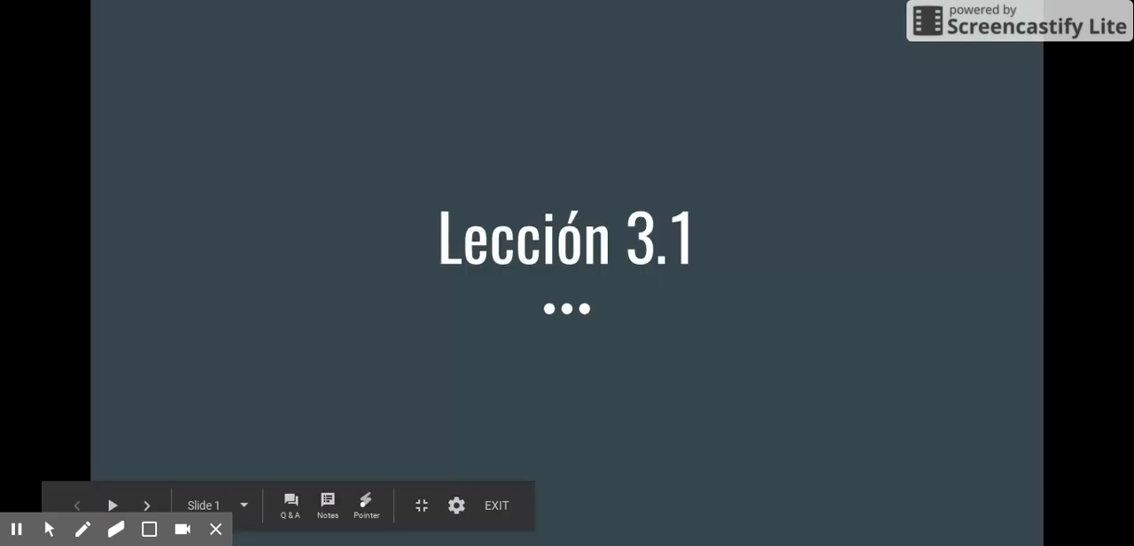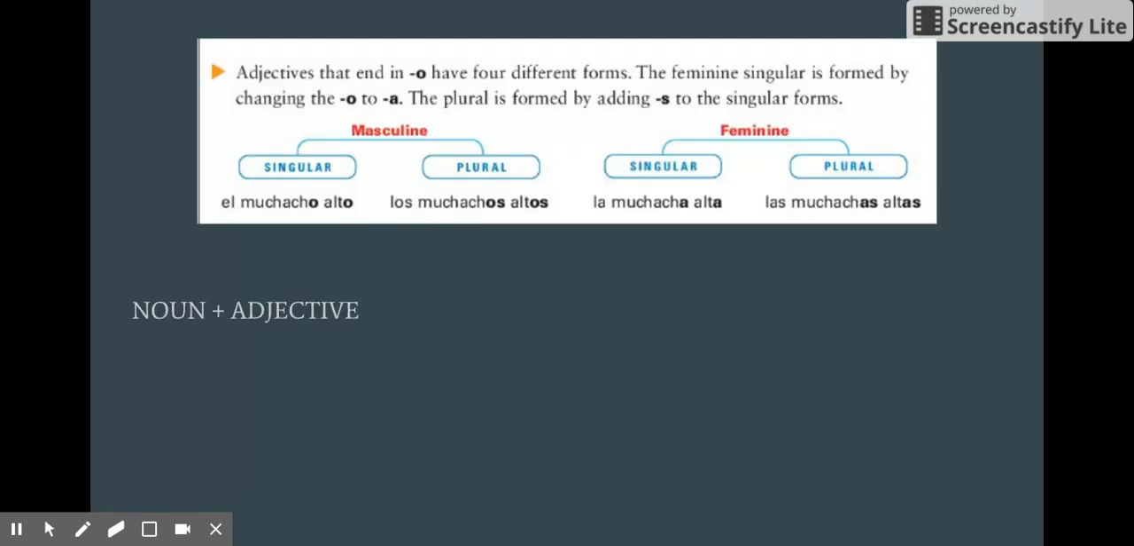Welcome to the video lecture on section 3.1. This section will deal with adjectives. So the general structure in Spanish is to have the adjective follow the noun. So first you have the noun and then the adjective.